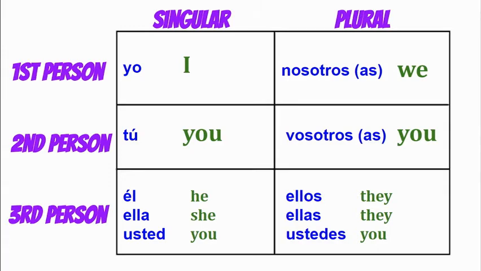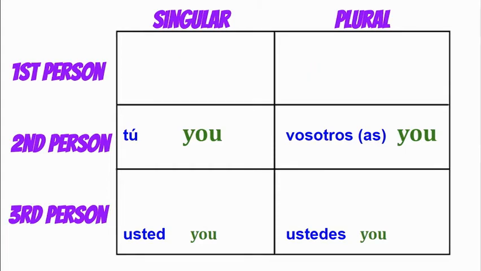And then ellos and ellas both mean they, depending on if it's a group of men, a mixed group of men and women, or only a group of women. For only women, we use ellas. And then the third person plural you, which also means all of you, is ustedes.